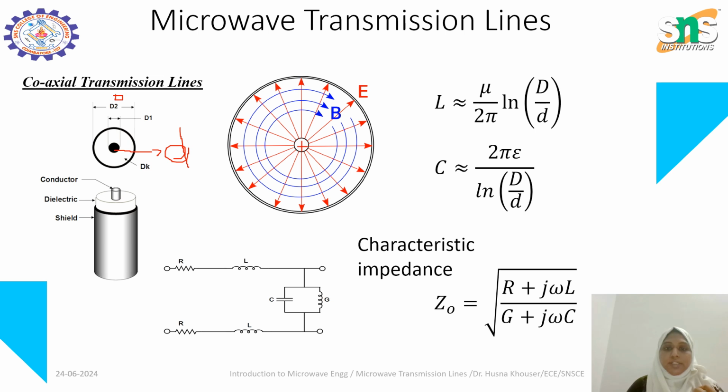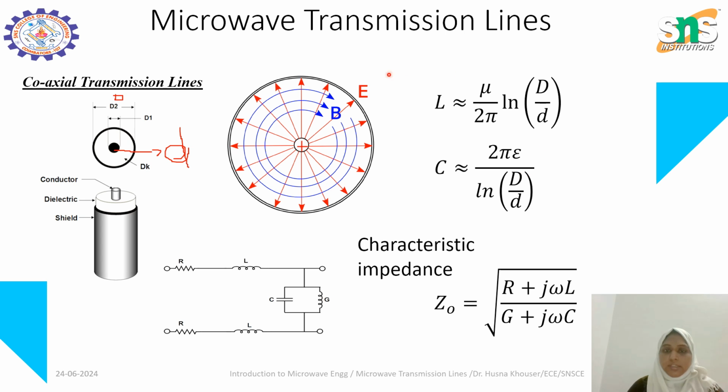Here you can see the magnetic field is perpendicular to the electric field. This is the general principle: the electric field and magnetic field are perpendicular to each other. If we apply the electric field in the radial direction, the magnetic field will be in the horizontal plane, circulating around the inner conductor.